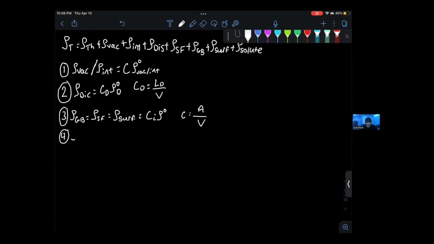The final part is the resistivity due to our solute elements. This is equal to some P naught value, which is the resistivity due to 1% of a solute atom, times the percent of solute. So if we were to be given 3% of a solute element, we'd have to multiply our P naught value by 3.